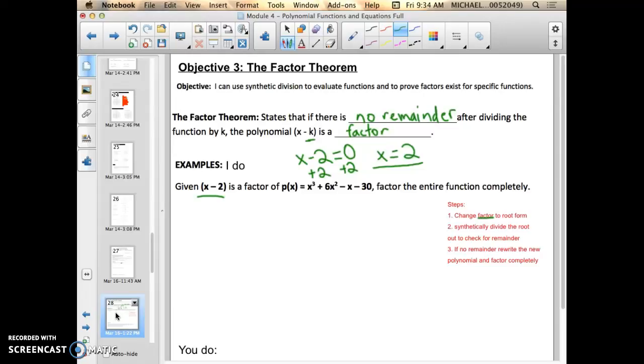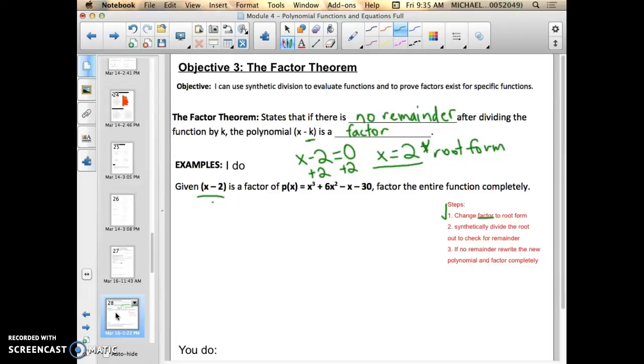Now the process is the same, but that was my first thought as I approached this. I read the question, given x minus 2 is a factor of the function, factor the entire function completely. I know that if I have to use synthetic division, I have to use the root form right here. So that is my first step, and that's what you should be thinking as you do this. If a problem asks you whether this is a factor of the polynomial, in order to use synthetic division, I have to change it to root form. All right, step 1, done. Step 2, synthetically divide the root out to check for remainder.